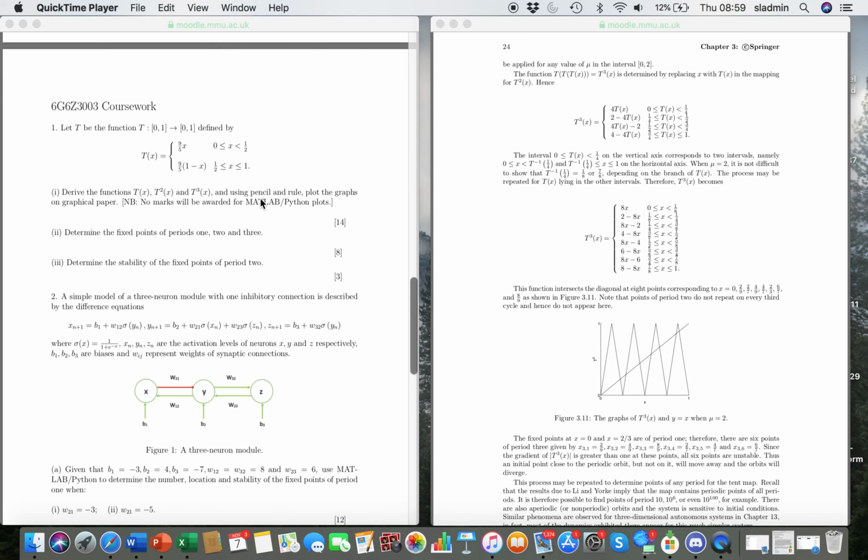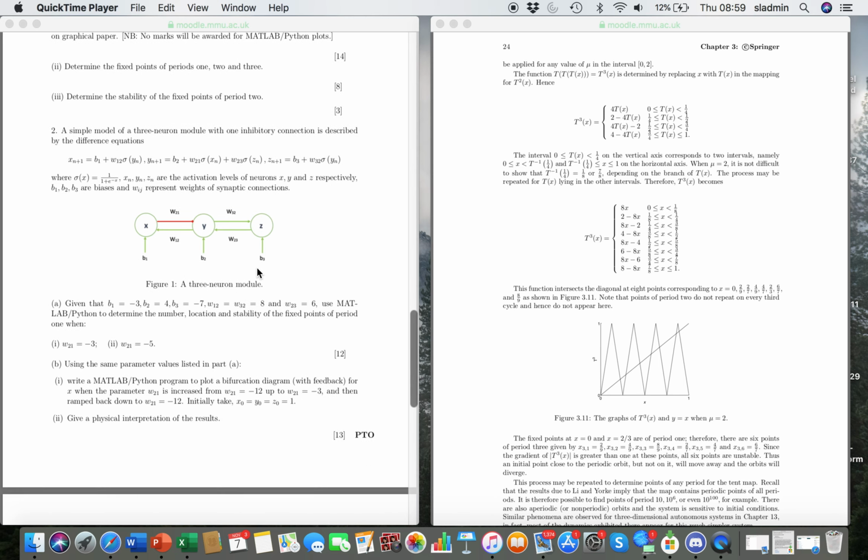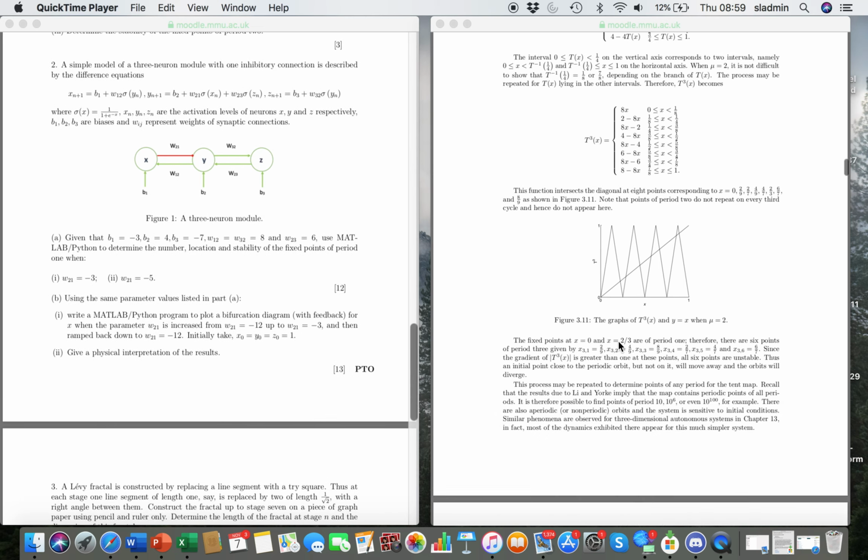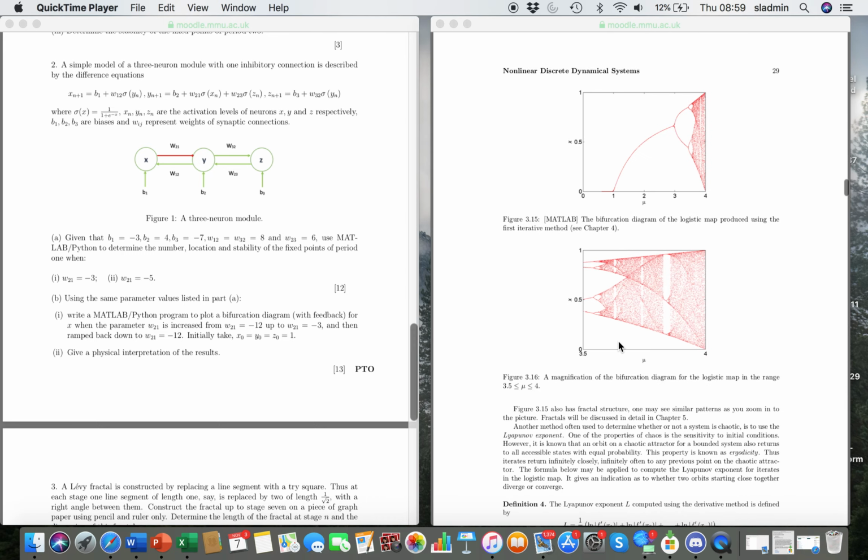Note also that you have to use pencil and rule in order to plot the graphs on graph paper. You cannot plot them with MATLAB or Python. You need to determine the fixed points of periods 1, 2 and 3 and the stability of fixed points of period 2 only. For question number 2, we've got a 3-dimensional discrete system.